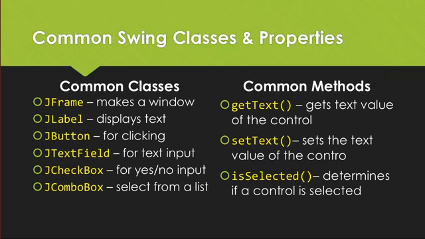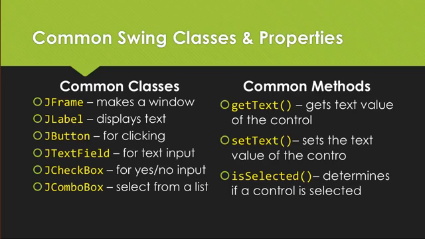Let's first talk about some of the common classes that are available to you through the Swing toolkit. JFrame is the most common class. This one makes the window. JLabel displays text. JButton is for a button. JTextField is for a box where you can enter text. JCheckbox makes a checkbox for yes, no. JComboBox is a drop-down list.